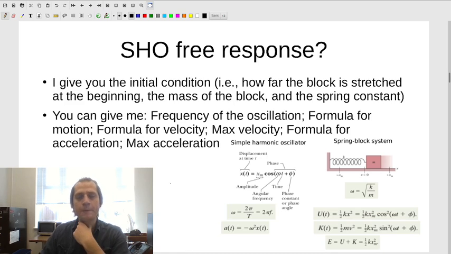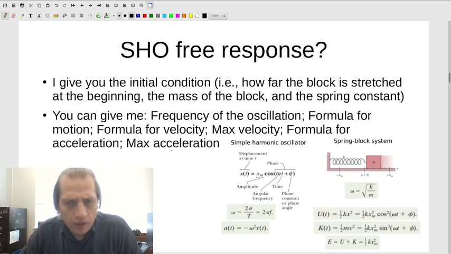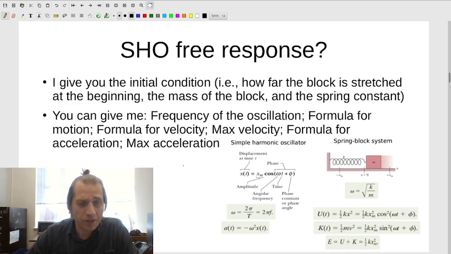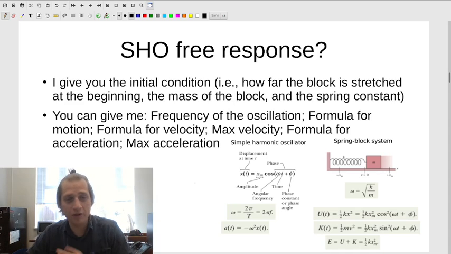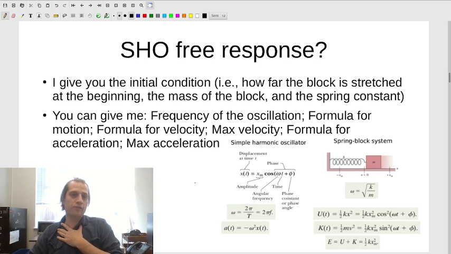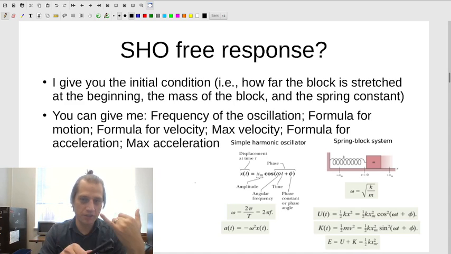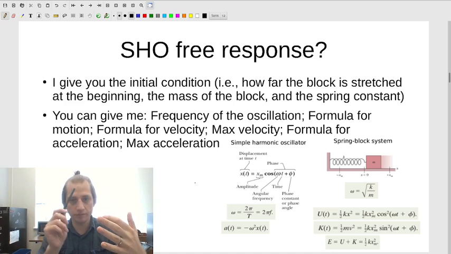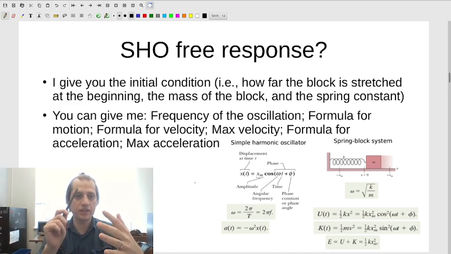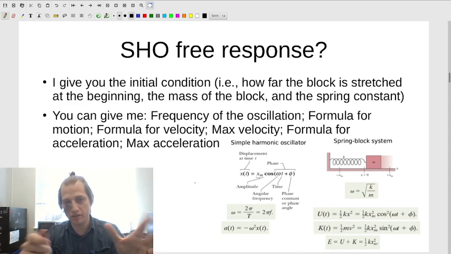Now, I think, and here I'm giving you sort of a hint, I'm saying wink, wink, a good free response question for the simple harmonic oscillator would be for me to give you an initial condition and for you to give me anything else about that. You could tell me the frequency of the block. I could ask you, where's the block at a certain time? I could ask you for the formula for the velocity. I could ask you for the max acceleration, etc.